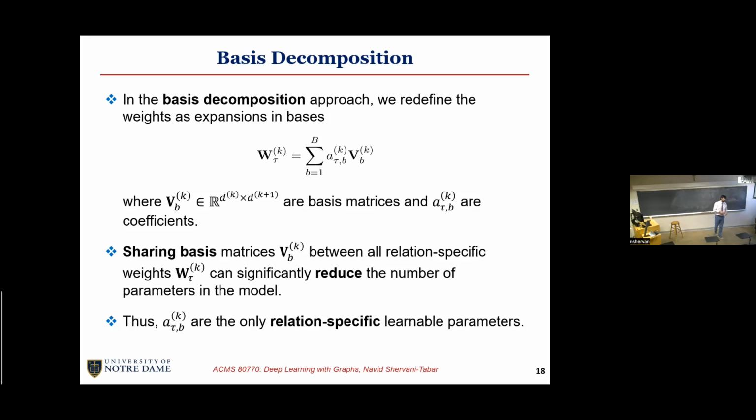Wait, so you're saying the V_b is also learnable? V_b, yes. V_b is learnable, but it is shared across all of them. a_b is specific to each relation type. But V_b is learnable, meaning that every element inside V_b is learnable. Yes. Then it should have the same dimension as W. Yes, that's true. So how did you reduce the dimension? So how many, all right, let me ask you, how many W's do we have?